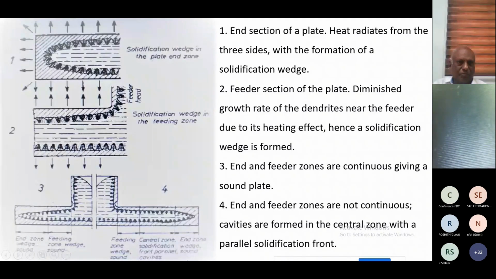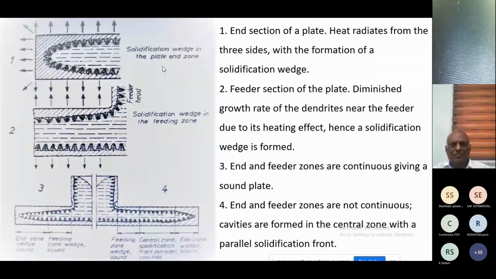First is a plate having an end zone. Here the riser feeder is not shown. Next one, plate with end zone. The riser feeder head is shown. In the third one, a plate of shorter length with feeder. Fourth one, plate. The first figure shows the end section of a plate.